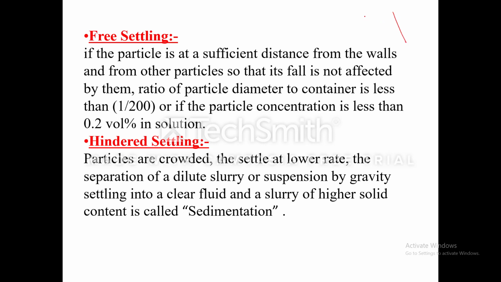What we mean here is that the wall will have an effect on the particles. So we assume that we have a large diameter, so we can neglect the effect of the wall, and the velocity is not very high, so each particle will settle alone without effect from other particles and the wall. In hindered settling, particles are crowded and they settle at a lower rate. The separation of dilute slurry or suspension by gravity settling into clear fluid and a slurry of higher solid content is called sedimentation.